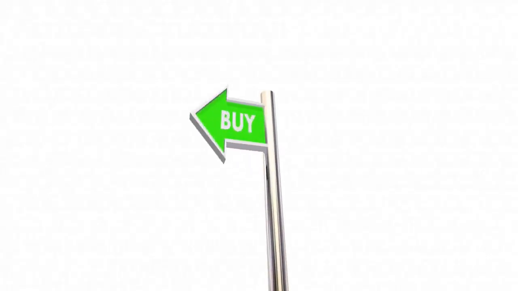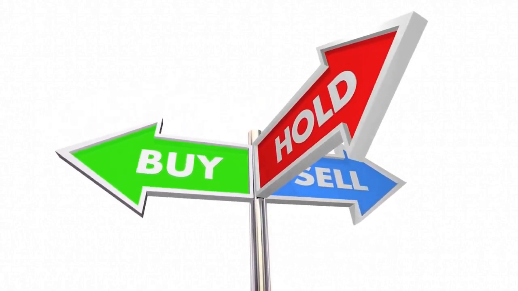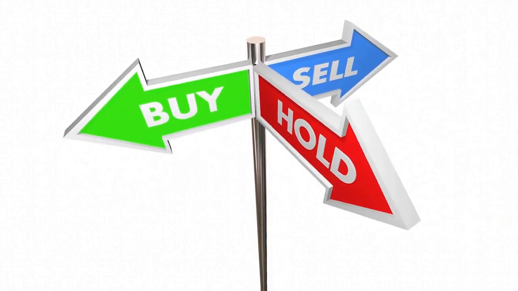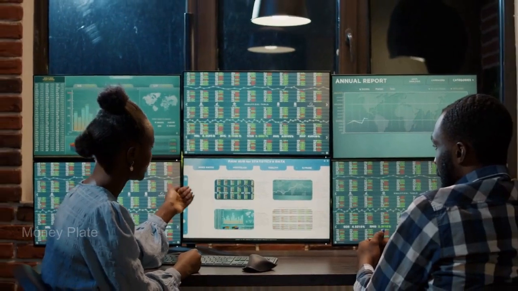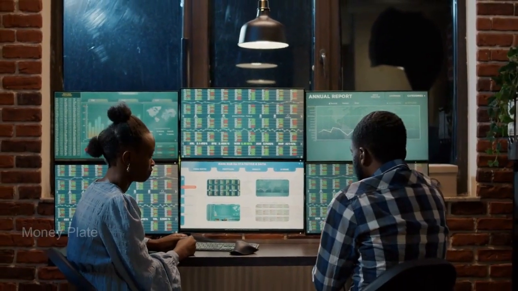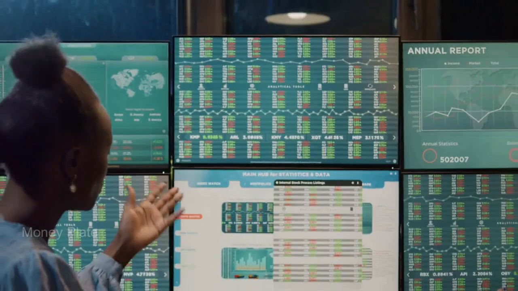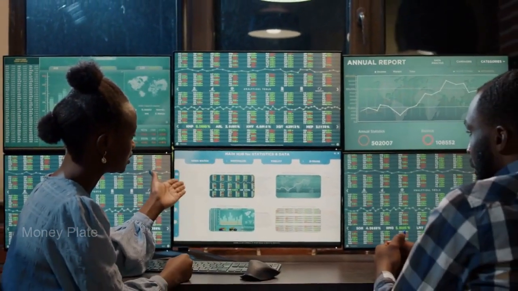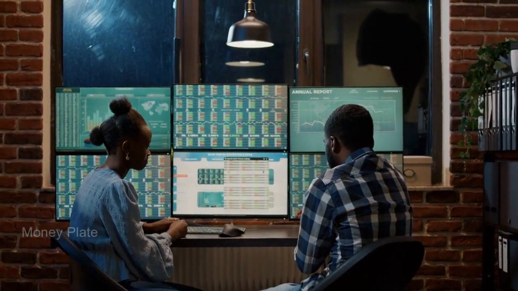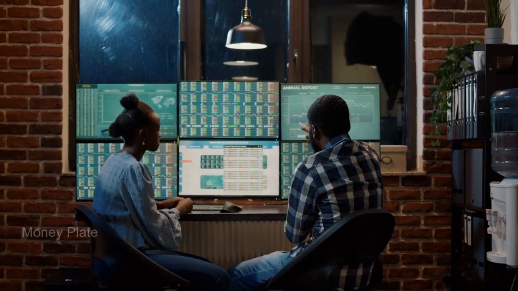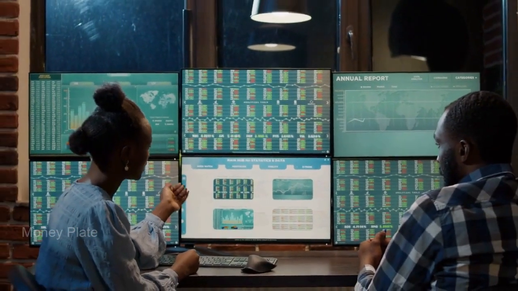5. Strategies to manage inflation. There are several strategies that can be employed to manage the impact of inflation on personal finances. These include investing in assets that historically have shown resilience to inflation, such as stocks, real estate, and commodities, diversifying investments across different asset classes and regions, considering inflation-protected securities, such as Treasury inflation-protected securities, TIPS, and regularly reviewing and adjusting budgets, savings, and investment plans in light of inflationary trends.